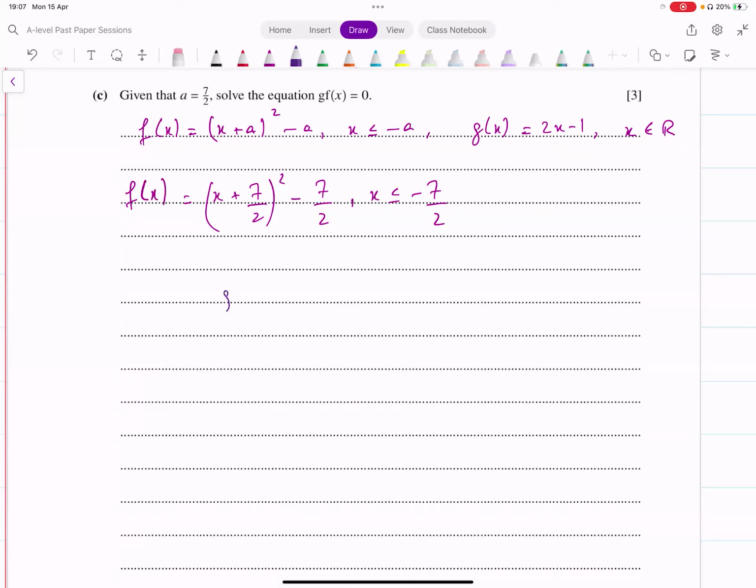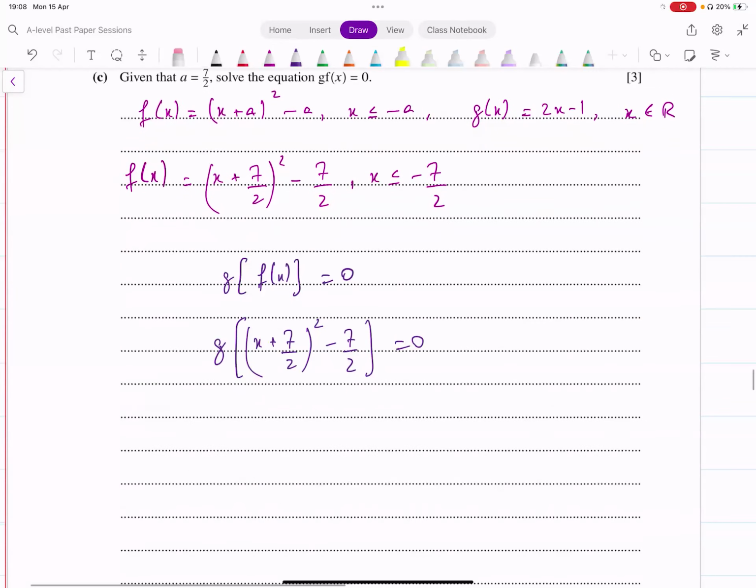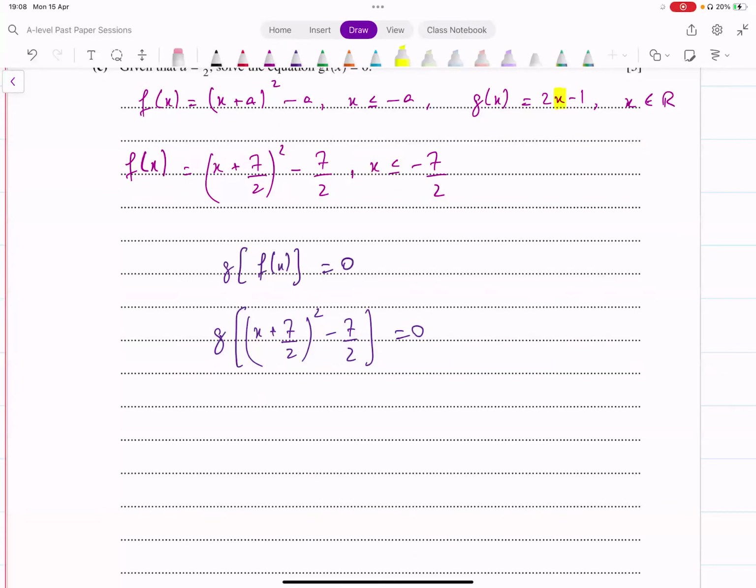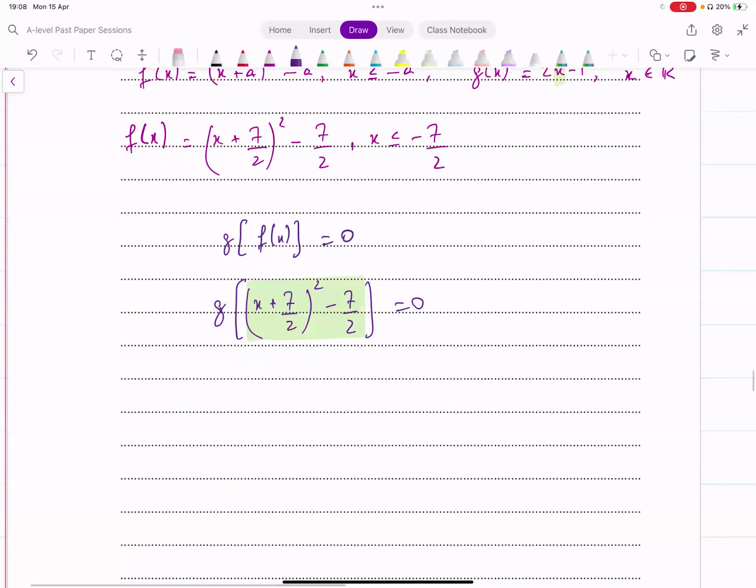Now, gf(x) equal to 0. gf(x), what does that mean? That means g of f(x) that equals 0. Inside g, you have to input f. So it becomes g of (x + 7/2)² minus 7/2. In the g function, wherever you've got x, you're going to replace that with this whole thing. This x, you're going to input this, and then just solve that equation.